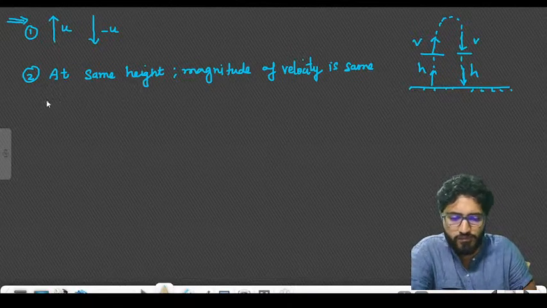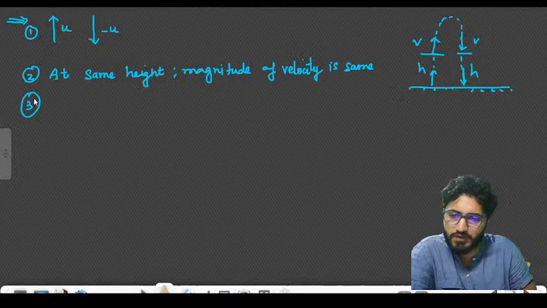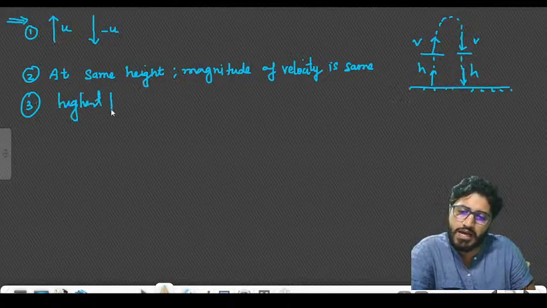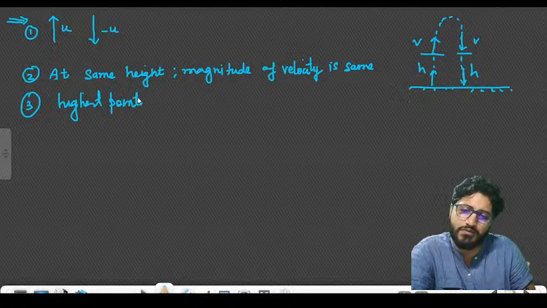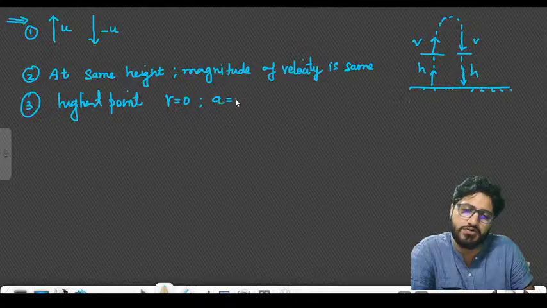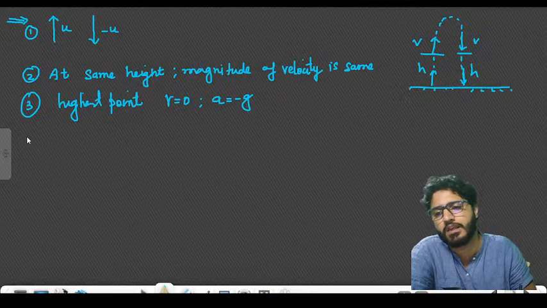Third point, at highest point, velocity is 0, but acceleration is equal to minus acceleration of gravity.